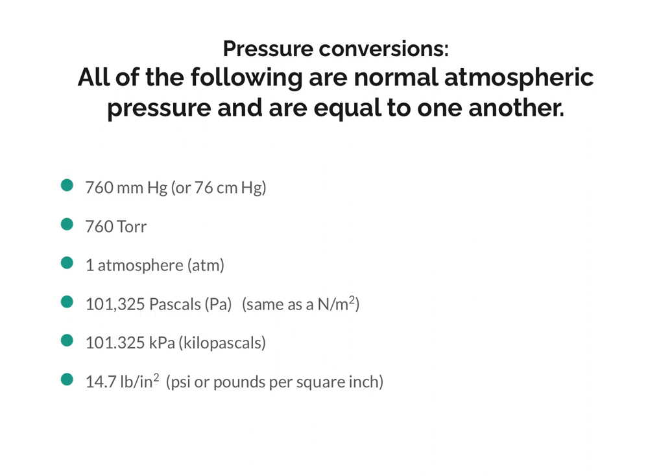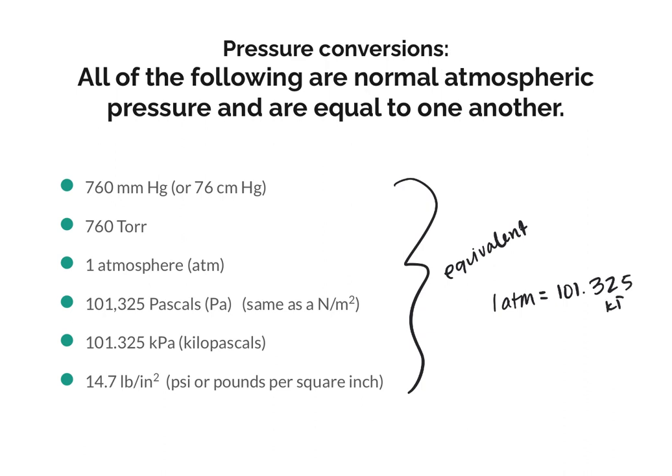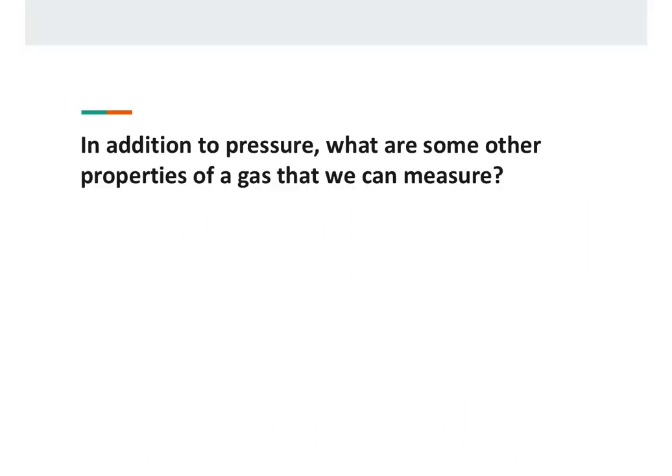For pressure conversions, we've seen these before in our last unit, but all of these are equivalent to one another. So what that means is if I want to measure 1 atmosphere in kilopascals, that's going to be the same as 101.325 kilopascals. So these are all basically unit conversions that you can switch from one to the other.